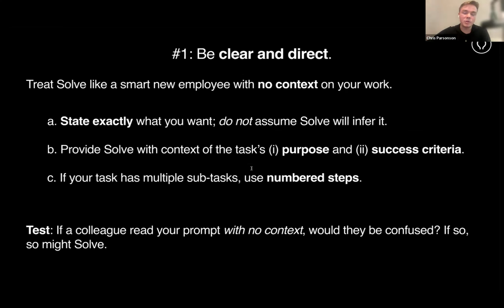So the first tip, perhaps quite an obvious one, is to be clear and direct when you're prompting AI models. You should treat AI models like Solve as if they're a smart new employee, but with no context on your work. Firstly, you should be careful to state exactly what it is that you want, and you should not assume that Solve is going to infer what you want. Secondly, you should provide Solve with the context of the task, and it's often useful to give the purpose of the task. Why are we doing what we're asking here? And then thirdly, it's very useful if you can define the success criteria. We're going to get into how you can actually do that.